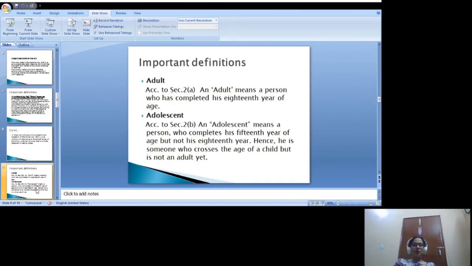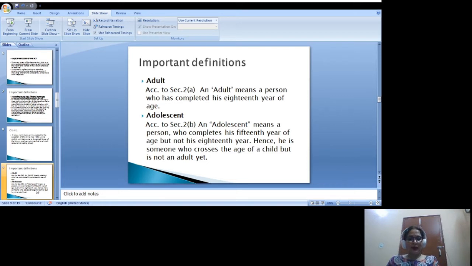Now, our next definition is of adult, then adolescent. According to section 2A, an adult means a person who has completed his 18th year of age. According to the Factories Act 1948, an adult is any person who has completed his 18 years of age.